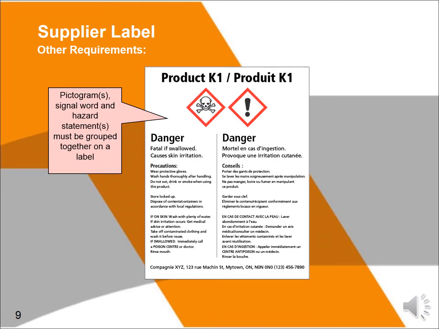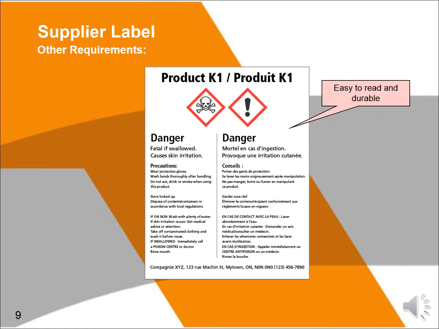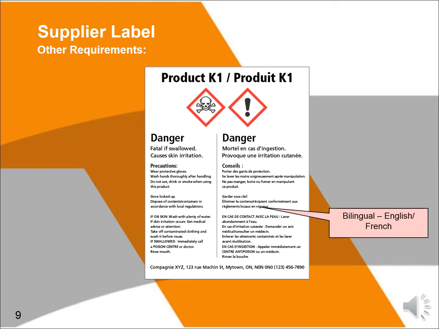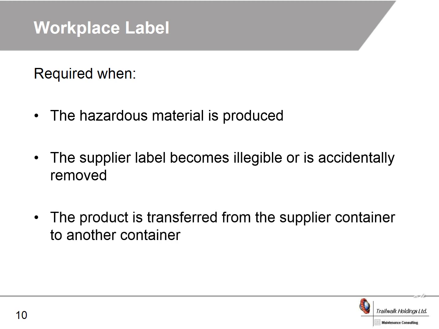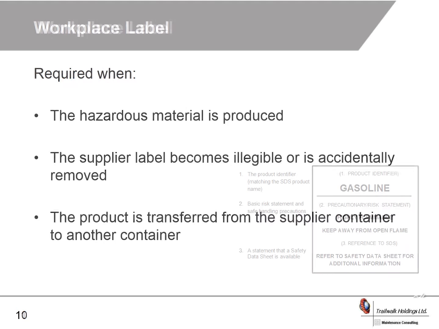Pictograms, signal words, and hazard statements must be grouped together on the label. Easy to read and durable. Bilingual in English and French. Note that the hash border previously used on WHMIS 1998 supplier labels will no longer be required. Workplace labels are required when the hazardous material is produced, the supplier label becomes illegible or is accidentally removed, or the product is transferred from one supplier container to another.